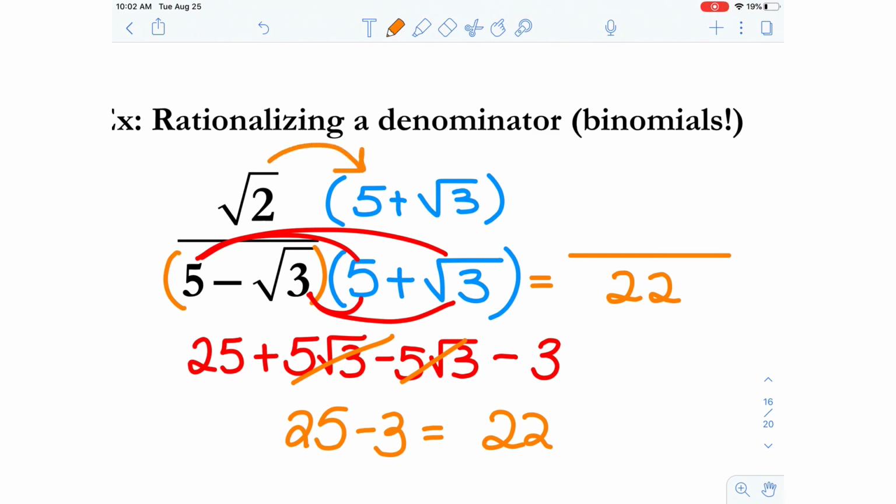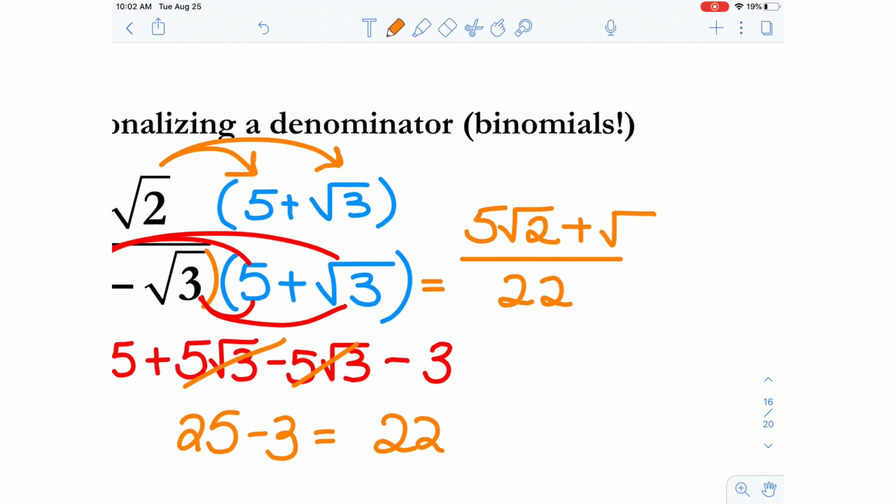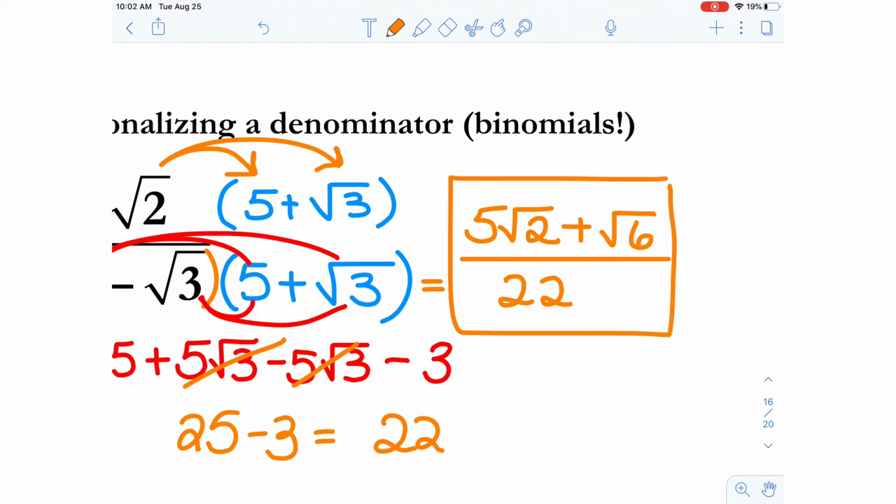Now I can distribute this root 2. Final answer is 5 root 2. Root 2 times root 3 is root 6. Plus root 6 all over 22.